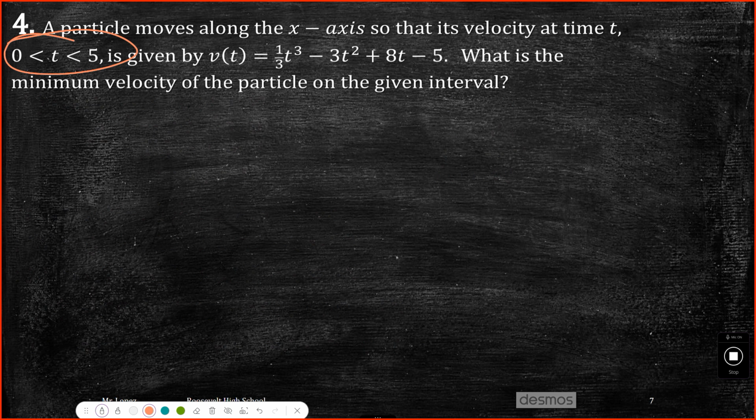What do we do? What's step 1? Take the derivative, because we still got to find the minimum velocity. So we take the derivative, and it's going to be t squared minus 6t plus 8 equal to 0.